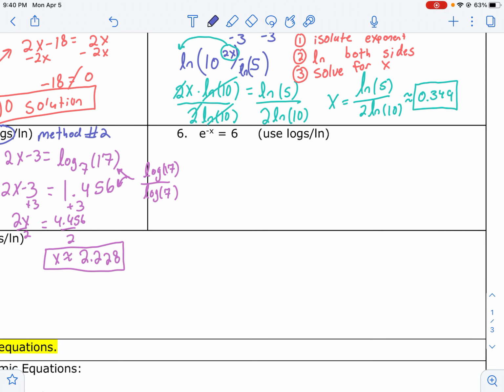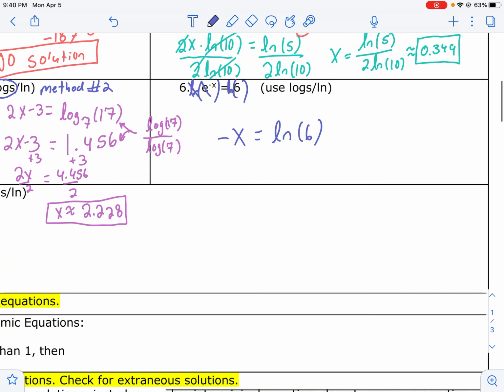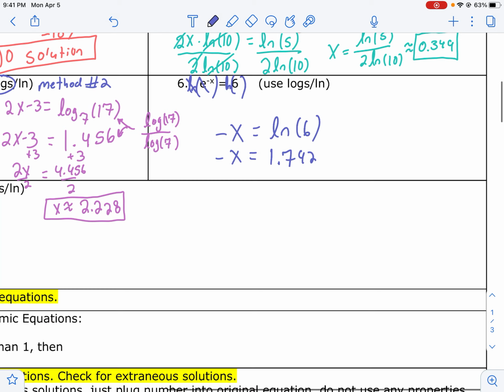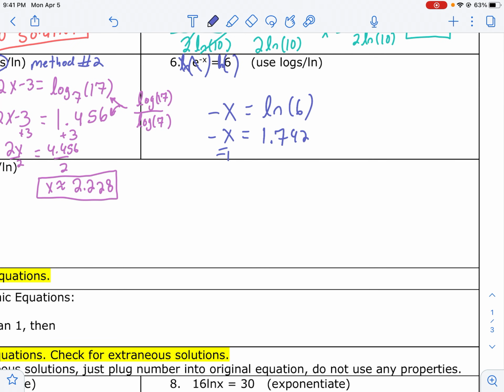Exponent already is isolated. We can skip that step. Now we're just going to take the natural log of both sides here. So natural log of e to the negative x. Natural log and e cancel to give us negative x is equal to the natural log of 6. Type in the natural log of 6, you get 1.792 approximately. So negative x is equal to 1.792. Divide both sides by negative 1 to get x is approximately negative 1.792.